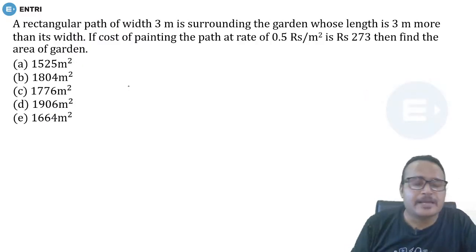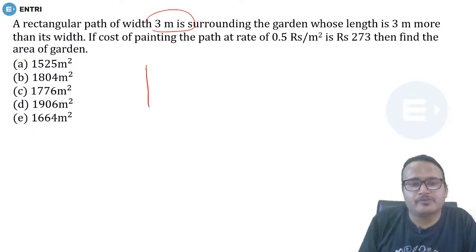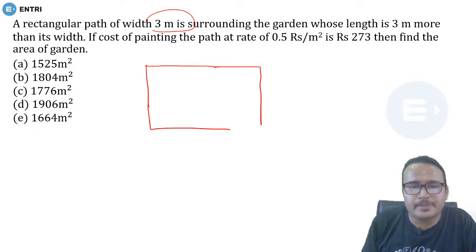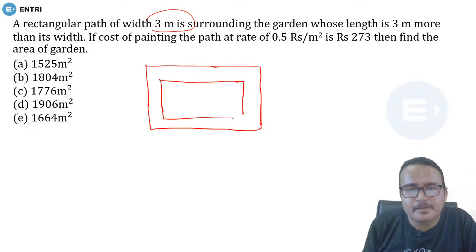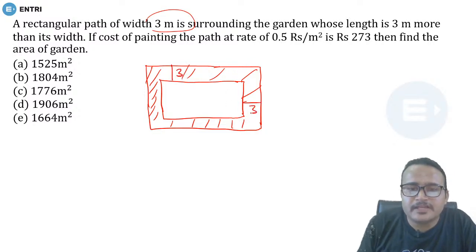So guys, this is a type of question. A rectangular path of 3 meters width. So this is a rectangular path, for example. Let me draw the rectangular path first. Which one is the rectangular path? This one is the rectangular path, of width 3 meters. So this is 3 meter, this is 3 meter, this is 3 meter and this is 3 meter.